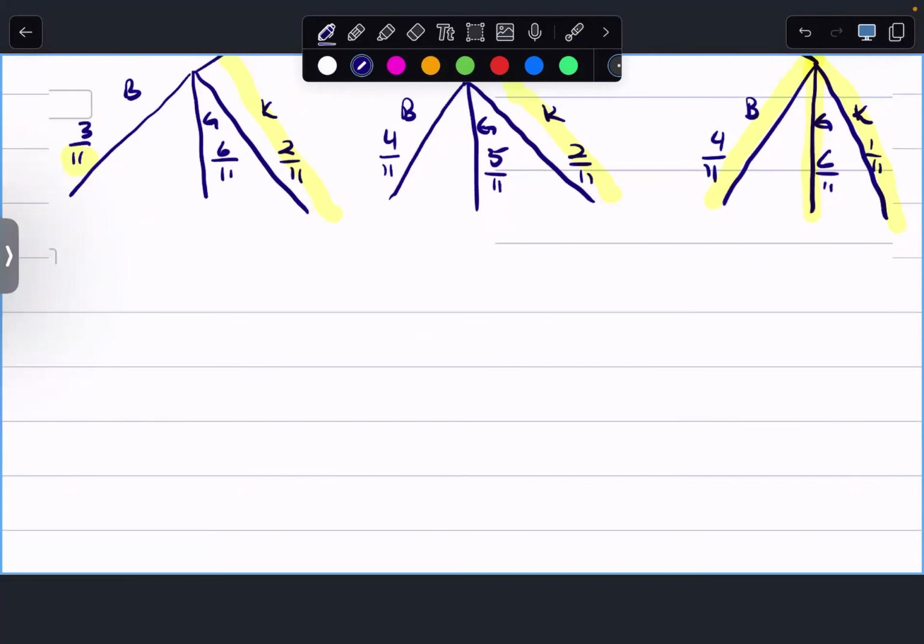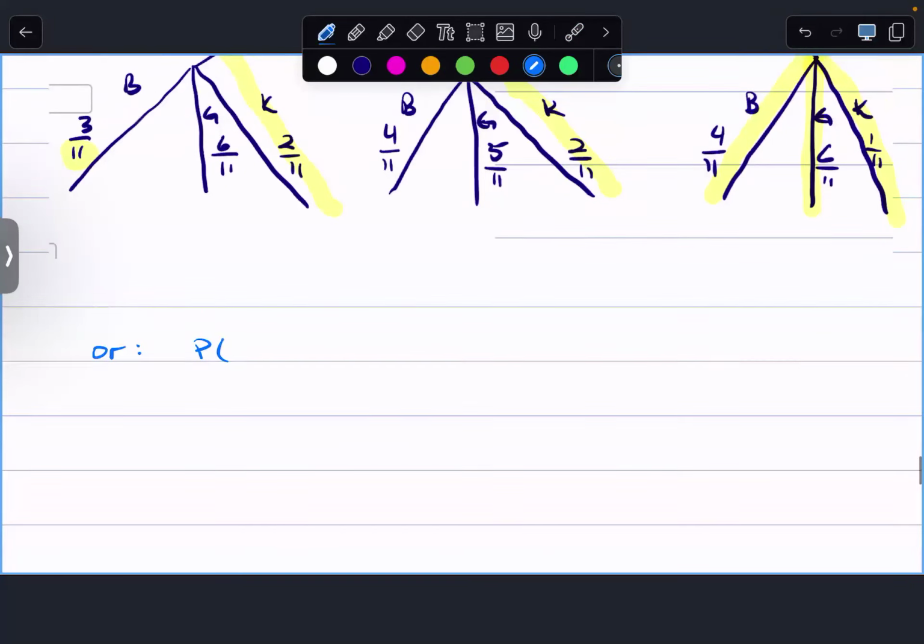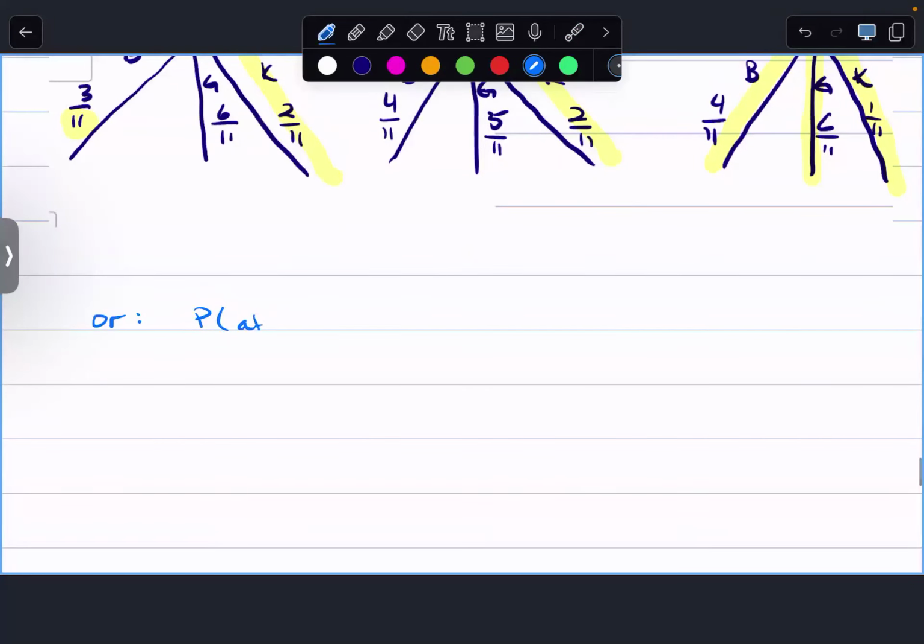Now, if that doesn't come naturally to you, that's fine. You can do this. It's just more tedious. And often the way that we arrive at quicker things is, I don't want to do that. That looks like a ton of work, right? And so here, we can say the probability of at least one black is 1 minus the probability of no black socks.